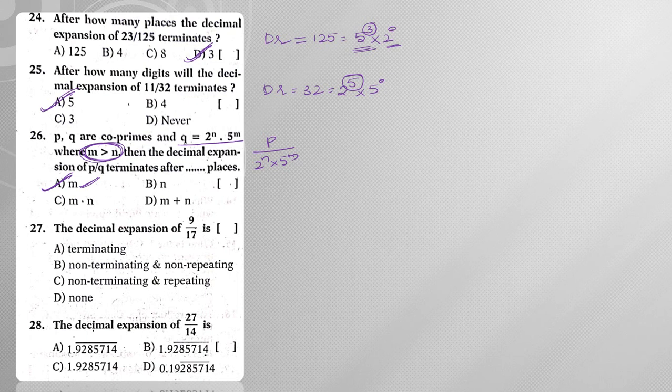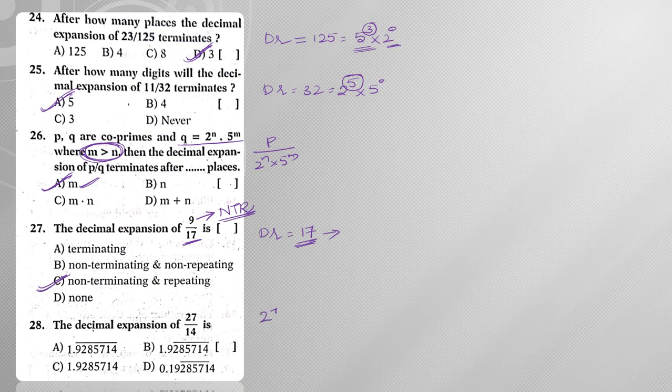Next, the decimal expansion of 9 by 17. In the denominator, if you observe, we have 17, which is a prime number other than 2 and 5. Since it is other than 2 and 5, it can't be a terminating decimal. Hence the only option left is NTR, that is non-terminating repeating decimal. Option C will be my answer.